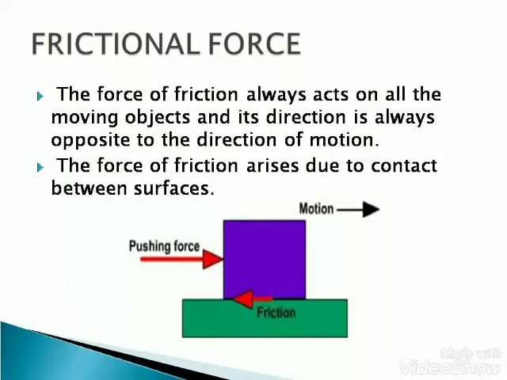The force of friction always acts on all the moving objects and its direction is always opposite to the direction of motion. The force of friction arises due to contact between surfaces. So, in this picture, if we are giving a force to move an object, what happens? The direction is always opposite to the direction of motion.